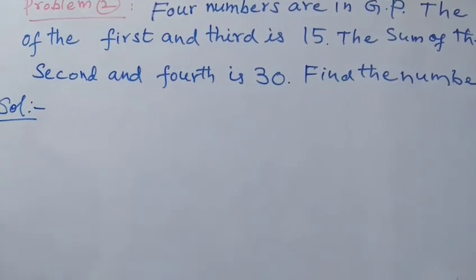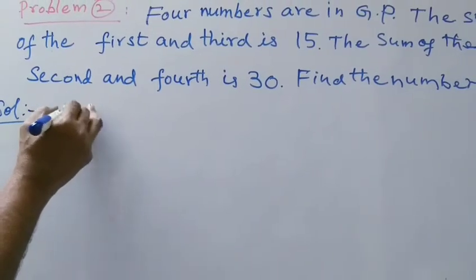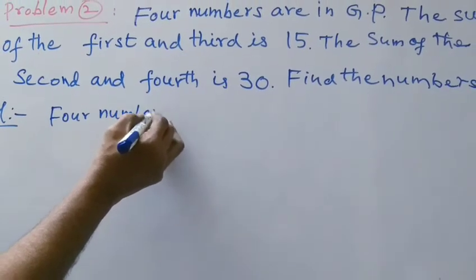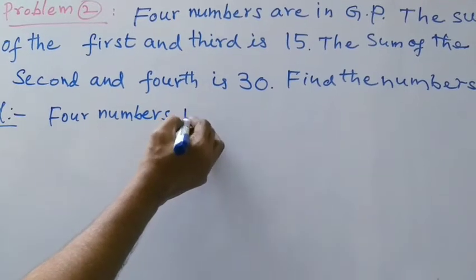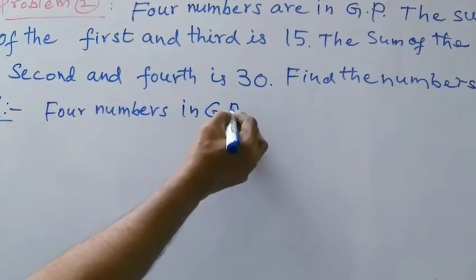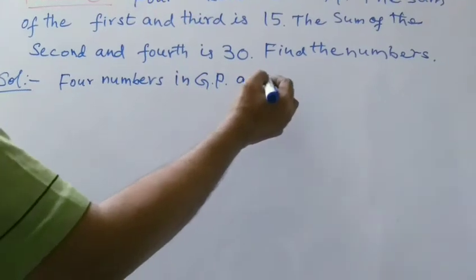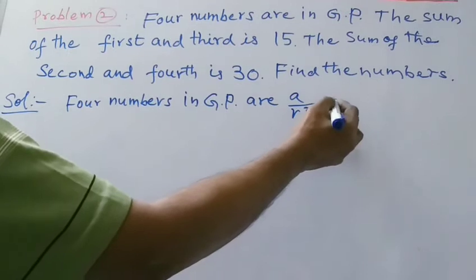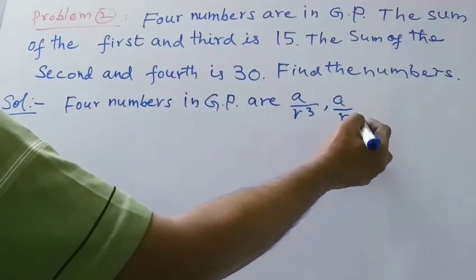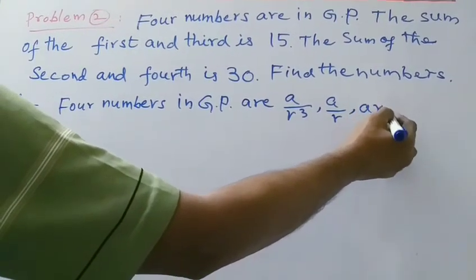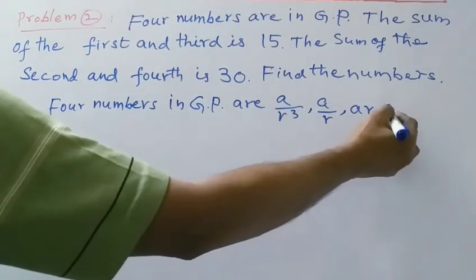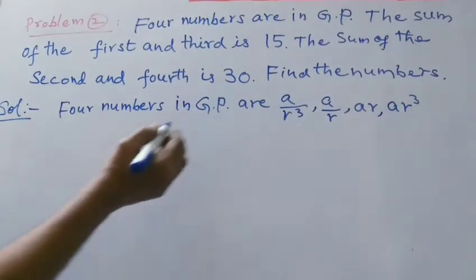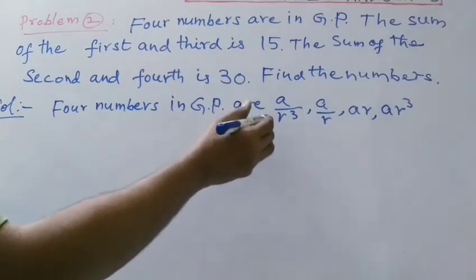Solution as follows. Four numbers in geometric progression: A by r cube, A by r, A into r, A into r cube. These are the 4 numbers in geometric progression.